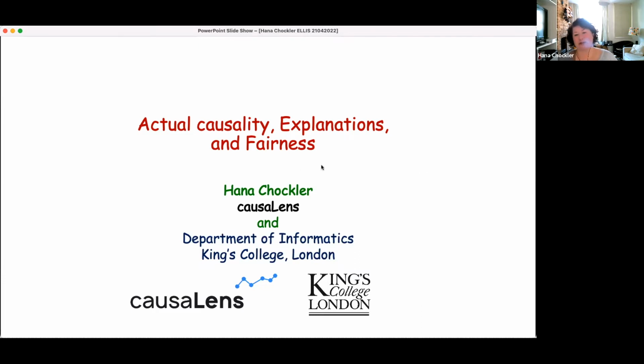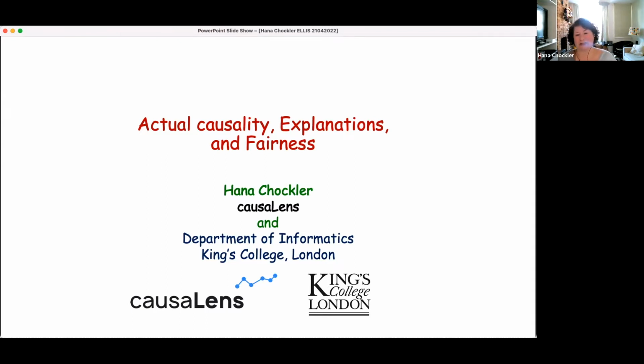And the unifying theme here between explanations and fairness is that in both cases, we're talking about black box systems, so neural networks or something that we really don't want to look inside. And yet we're able to reason about them even when most of the system is black box, just purely by interacting with it.